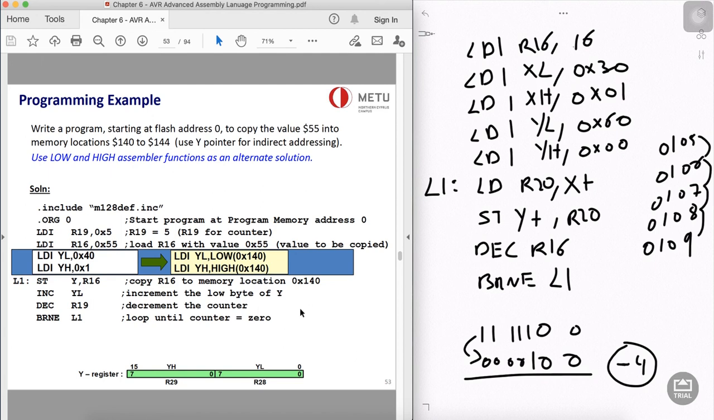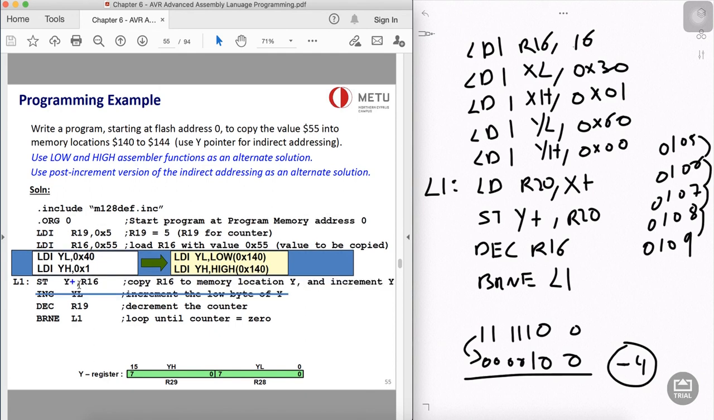And also, we can use a post increment rather than having an increment YL, so we can get rid of that line as well. To get rid of that line, we just remove it and put Y plus over here. So that will be replaced and you just have a Y plus over there, and we have less code in the program. So that's another alternative and good way of describing it.